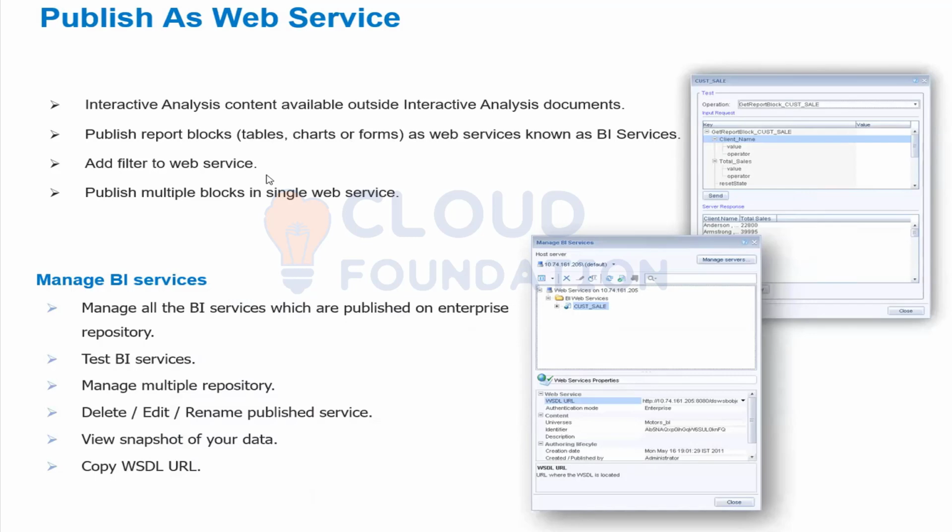Add filter to web service. Publish multiple blocks in a single web service. We can publish multiple blocks, and we can also put filters in that, like state equal to Colorado, and publish that as a web service. Manage BI services. Whatever we publish, a report block, table, or chart, will be known as a BI service. We can manage all the BI services which are published on the enterprise repository.